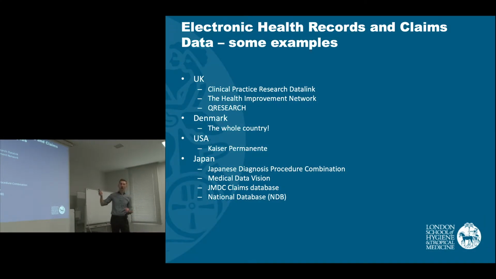So I've put up here a few examples of data that could be used from either insurance claims or from routine care records, just to give you a flavour of the different kinds of records that can be used. So I've got some here in the UK. You've got the Clinical Practice Research Datalink. This is the database where I do most of my research, and we will talk a little bit more about that. The Health Improvement Network is another primary care data source, and QResearch. All of these are based on primary care in the UK.